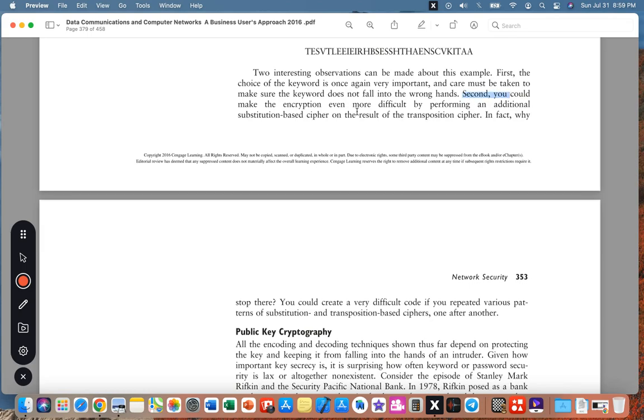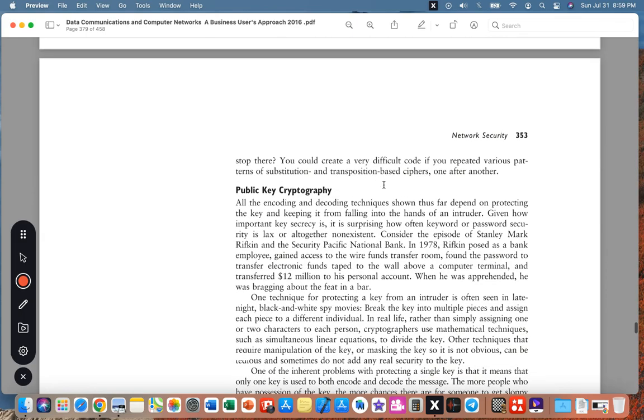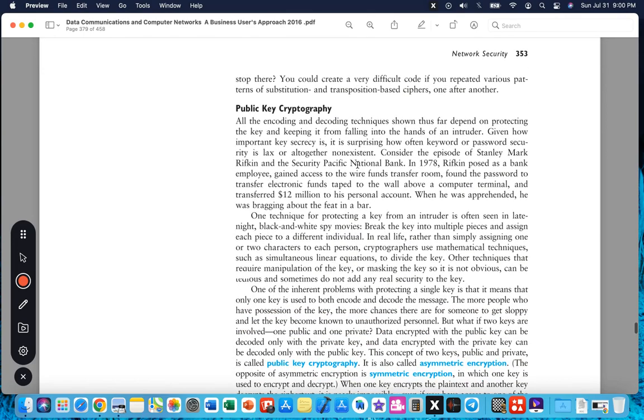Second, you could make the encryption even more difficult by performing an additional substitution-based cipher on the result of the transposition cipher. In fact, why stop there? You could create a very difficult code if you repeated various patterns of substitution and transposition-based ciphers, one after another.